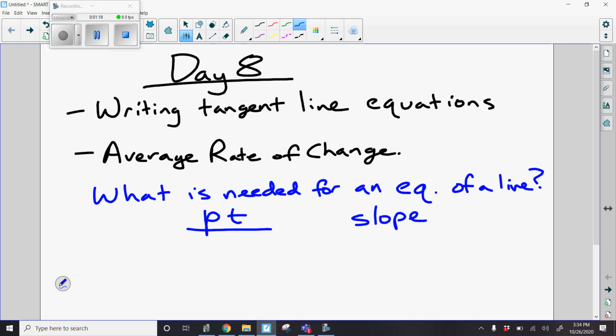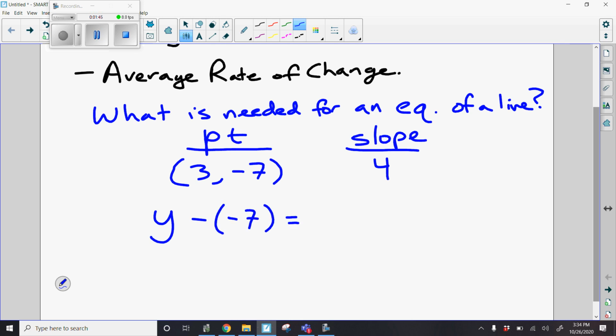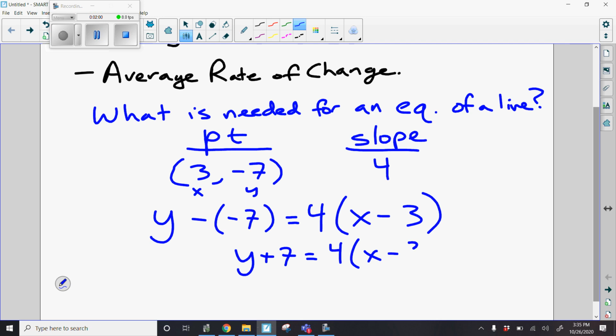Okay, once we know the point and the slope, we can easily write an equation of a line. So, for example, we talked about this in class earlier, but just as a reminder, let's say I have a point (3, -7) and I have a slope of 4. I could write an equation of a line by simply doing y minus that y coordinate equals the slope times x minus the x coordinate, because I know this point is the point (x, y). Now, I'd probably write this as y plus 7 equals 4 times (x minus 3).